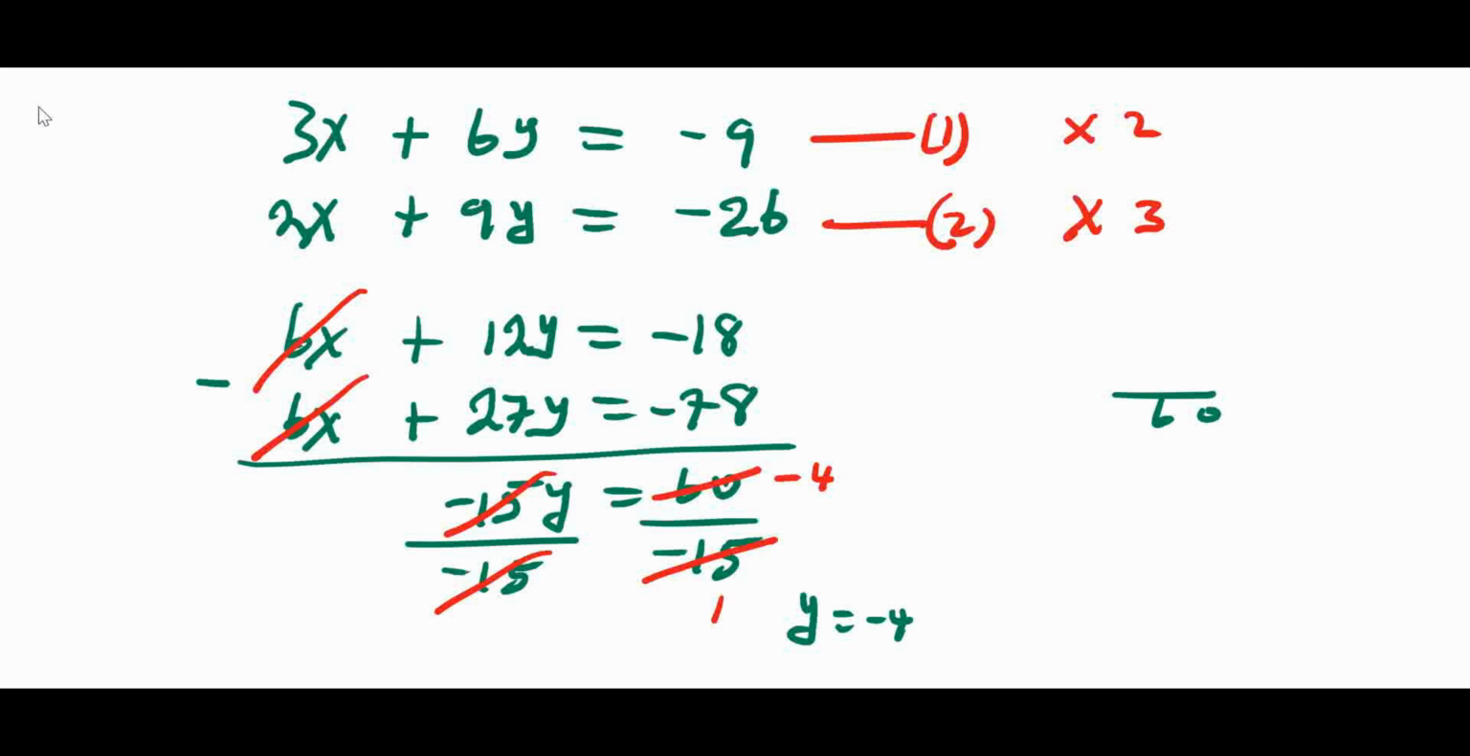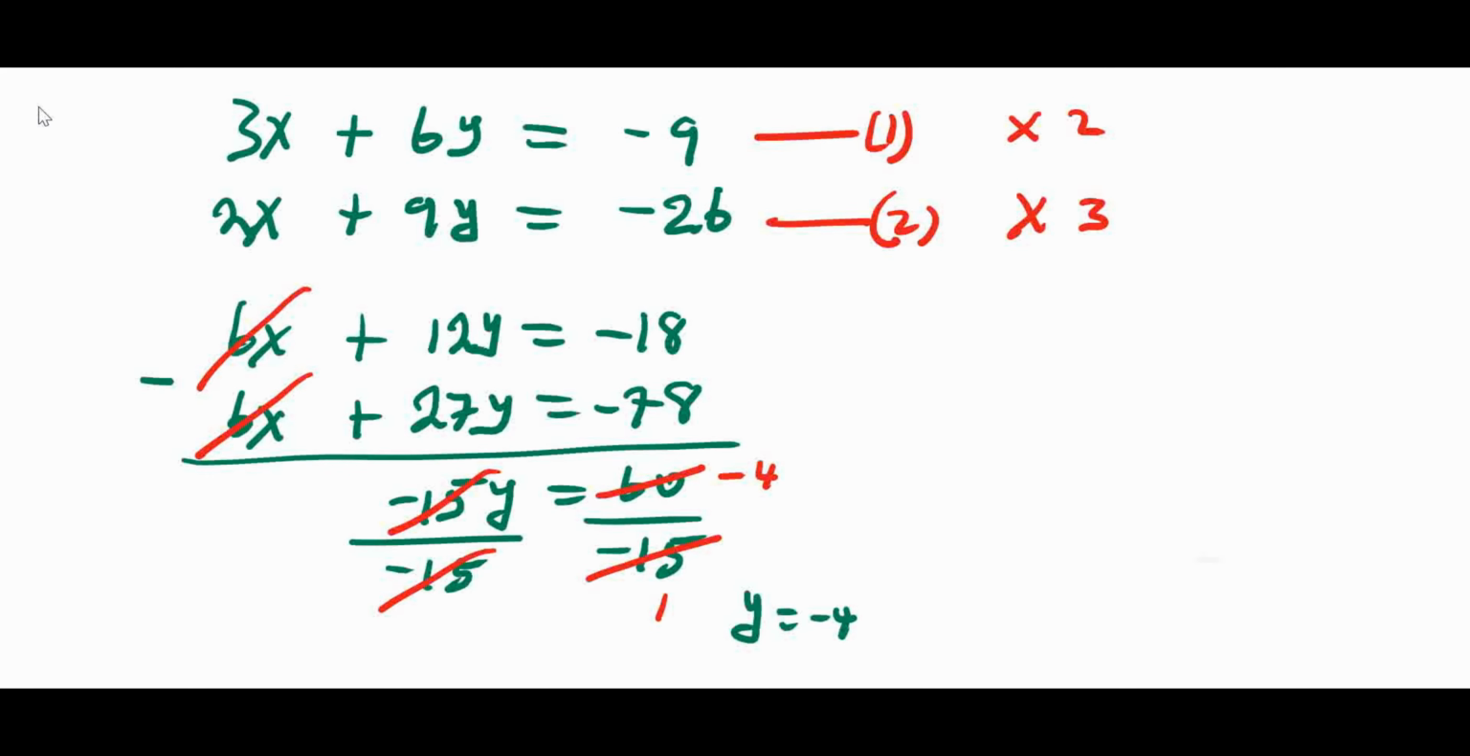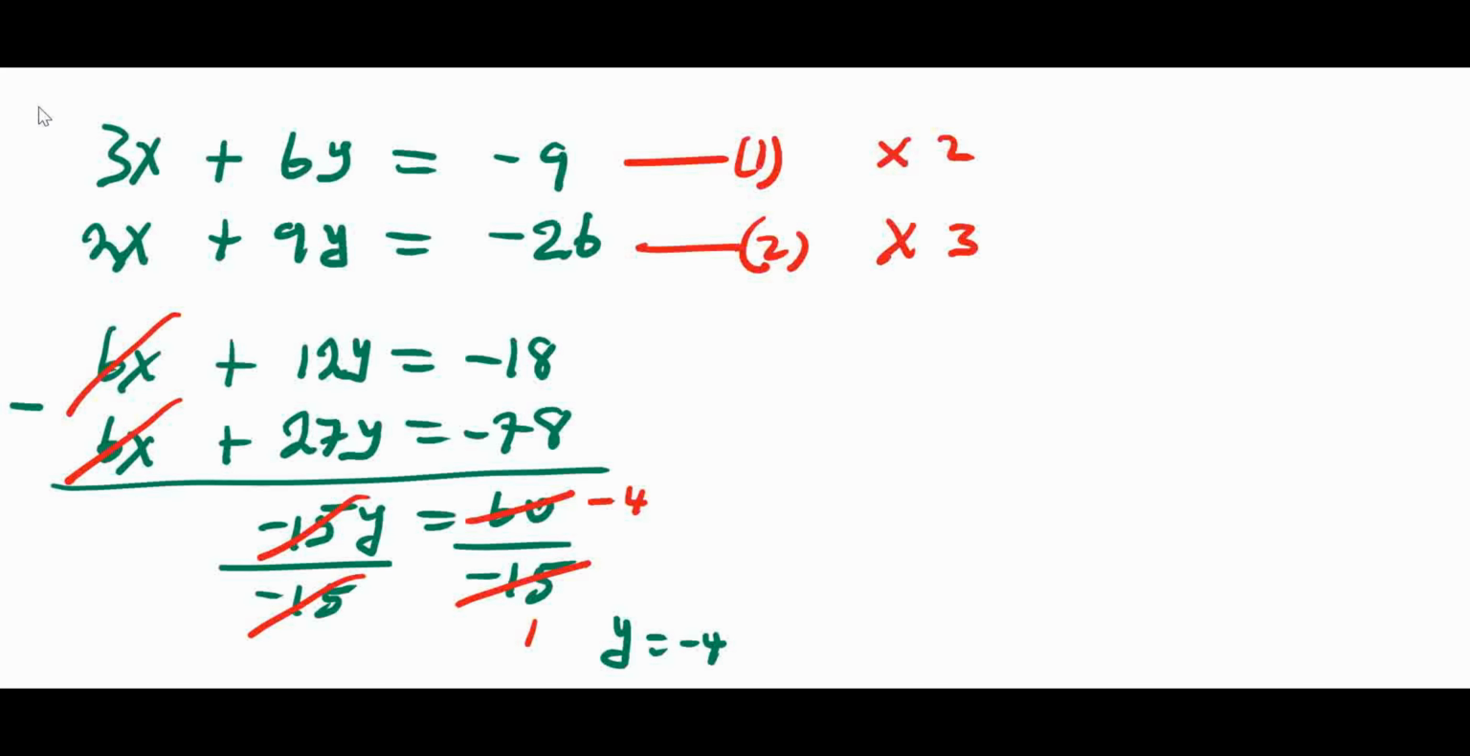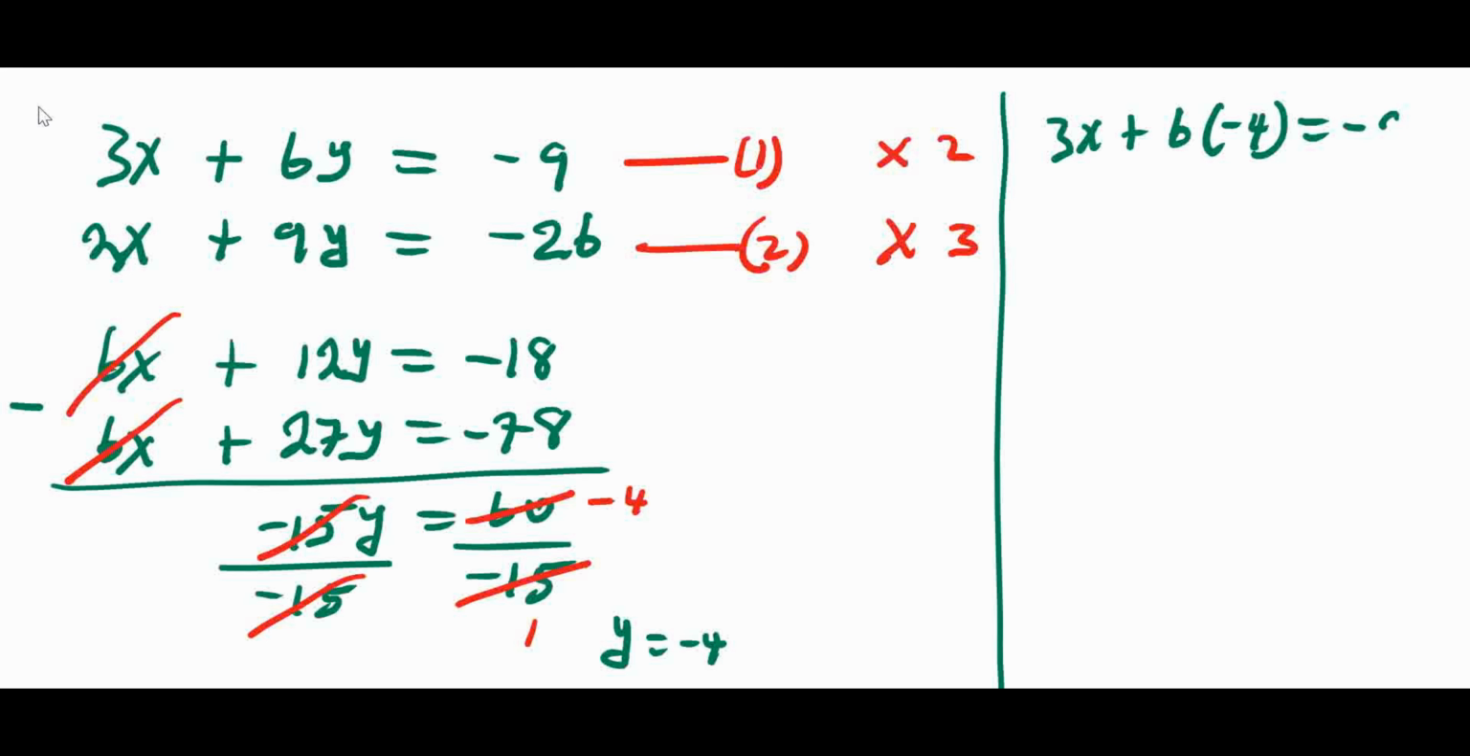Next, we need to substitute the value of y into any of the equations, either equation 1 or equation 2. Let's substitute into equation 1. So we have 3x plus 6 times y. Since the value of y is -4, we can simply plug it here. 3x plus 6 times -4 is -24. So this becomes 3x minus 24 equals to -9.